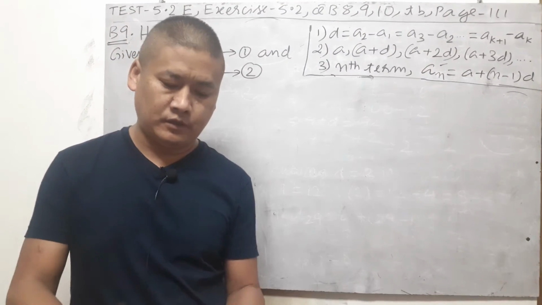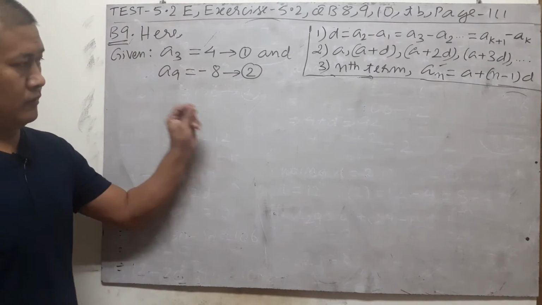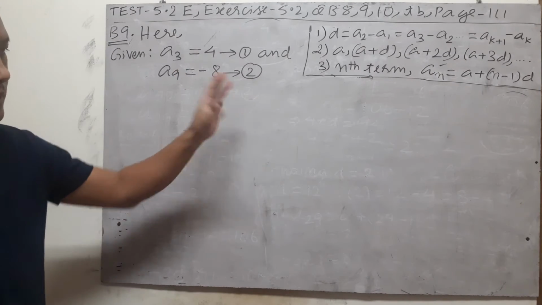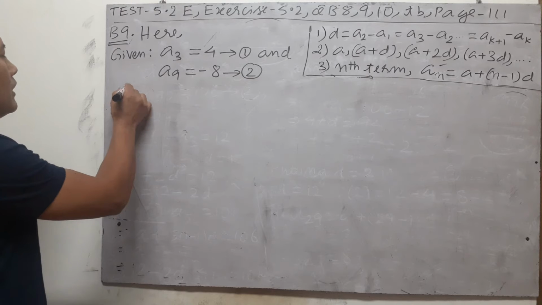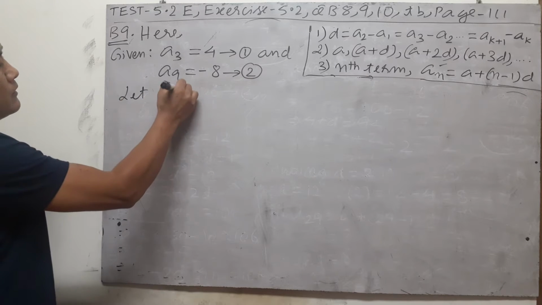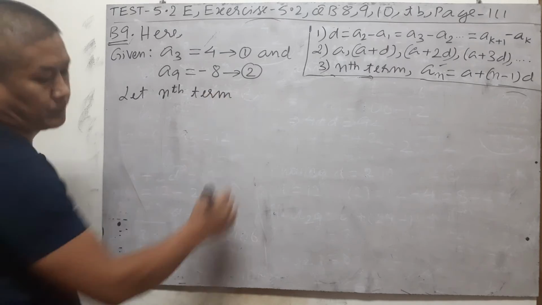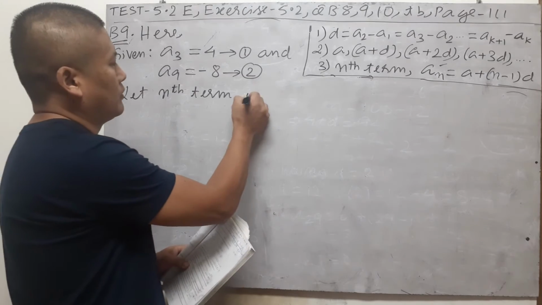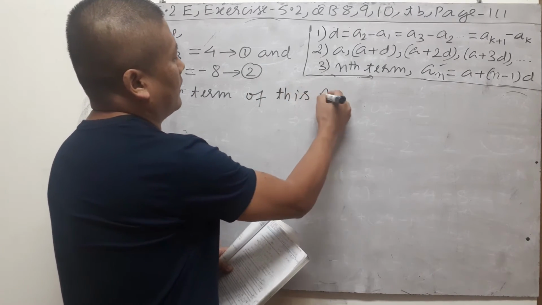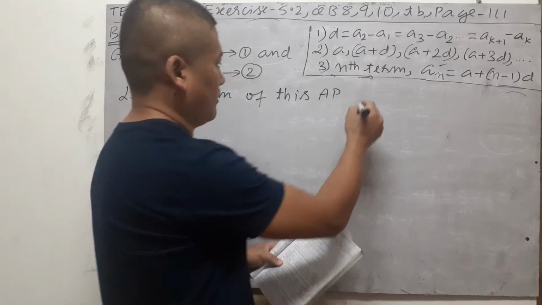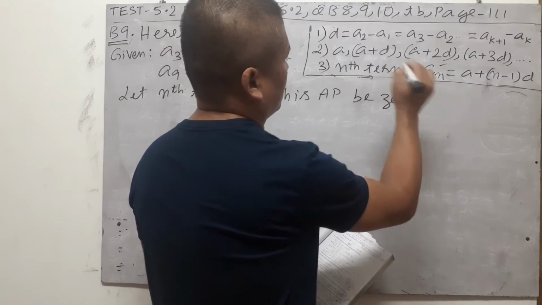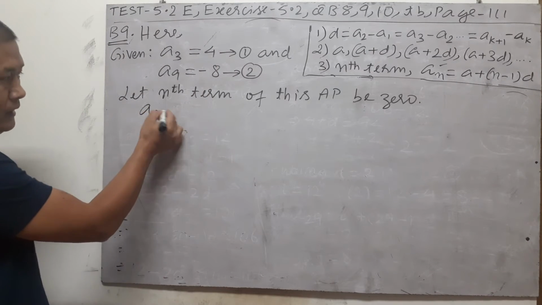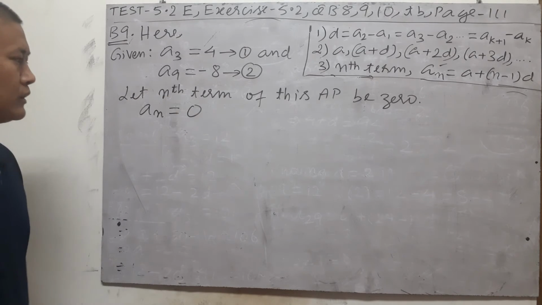Which term of this AP is 0? So there is a 0 in this AP, but which term is it? a20, a30, which one has value 0? So let the nth term of this AP be 0. Let us suppose that. So if the nth term is 0, that means the nth term value an is 0, we're assuming.